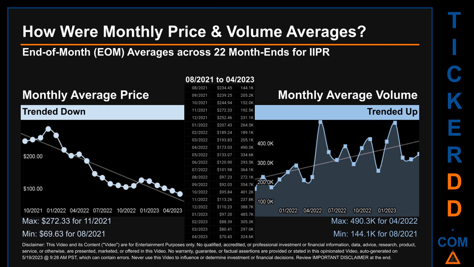The maximum end of month average price was $272.33 for 11/2021, while the minimum was $69.63 for 08/2021. Looking at volume, 04/2022 and 08/2021 respectively saw the highest and lowest monthly average volume at 490.3 thousand and 144.1 thousand.